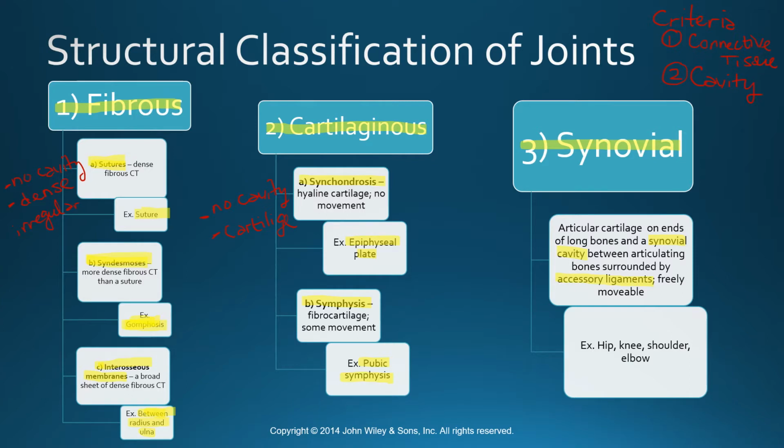So here, this one is going to have a synovial cavity, and we are going to have dense irregular connective tissue as well. So these are going to be our more complex joints, like the hip, knee, shoulder, and elbow, and we will look at all of these individually as well.